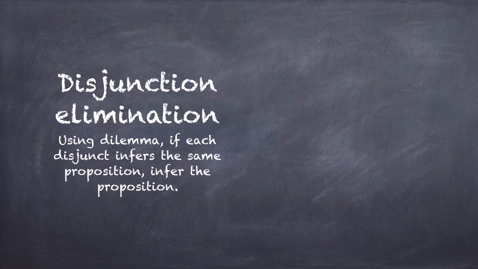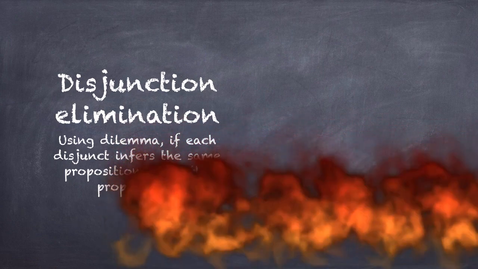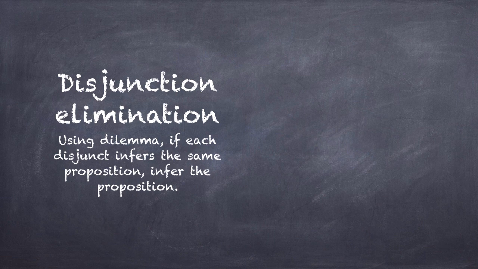There is a way to eliminate disjunctions. That is, there is a way of inferring a single proposition from a pair of disjuncts. This happens when the disjuncts imply the same proposition. For a memory mansion image of disjunction elimination, I think of a pile of junk, or disjunct. Disjunction. I want to eliminate it, so I burn it. Disjunct elimination for disjunction elimination.